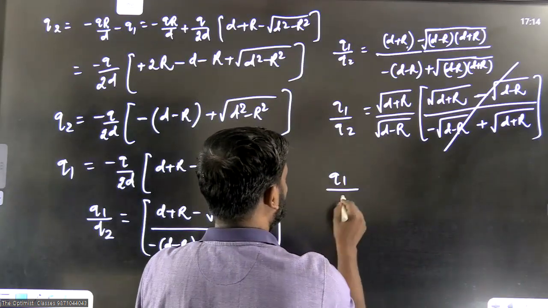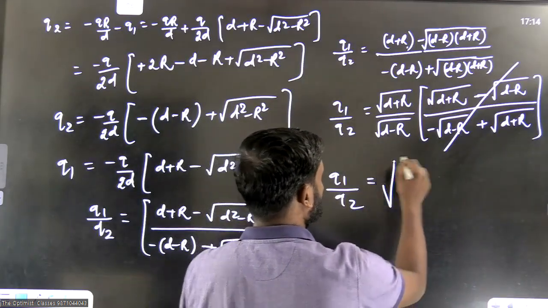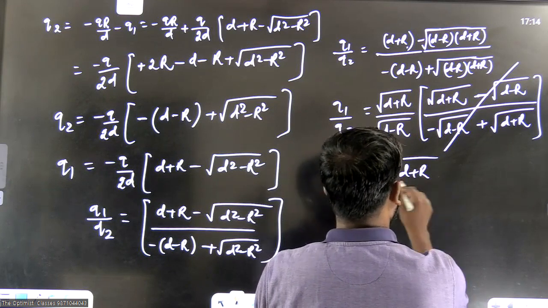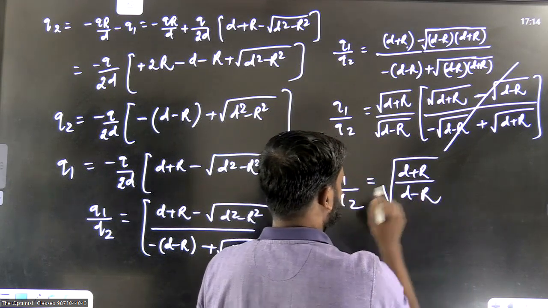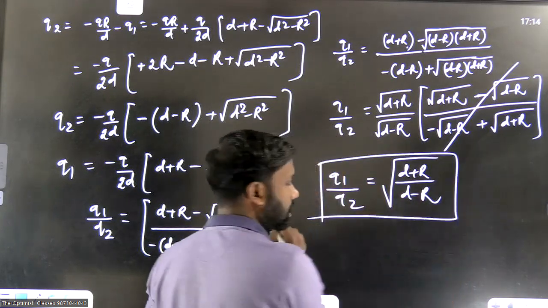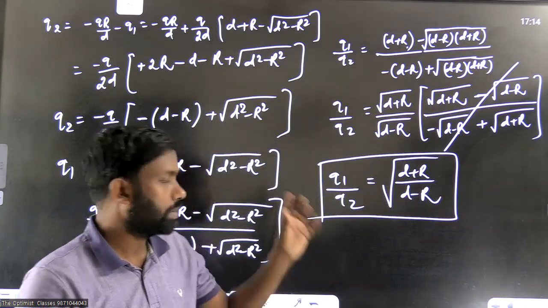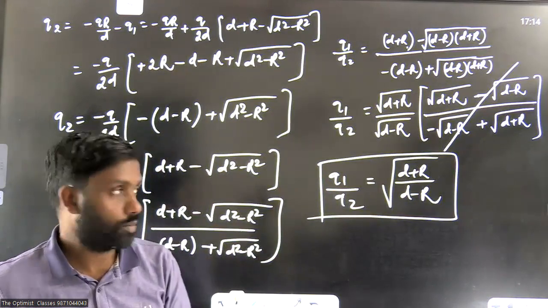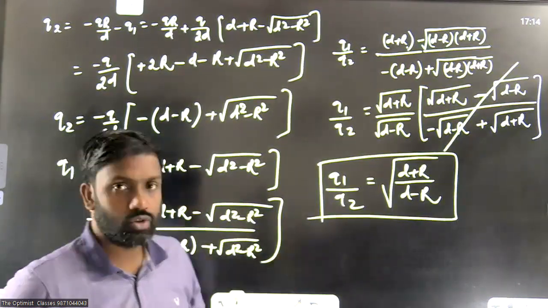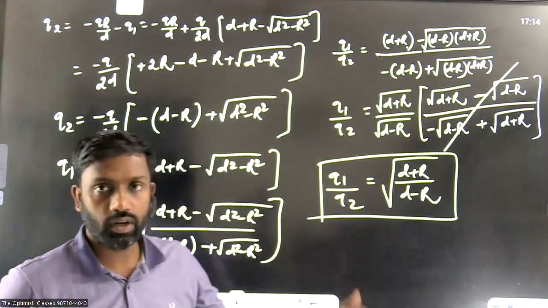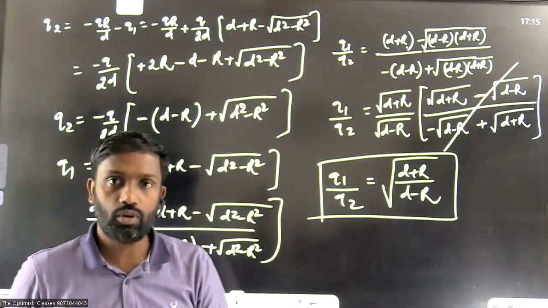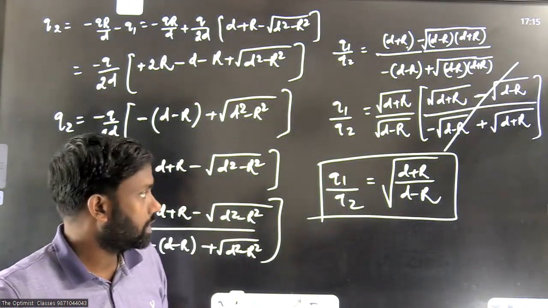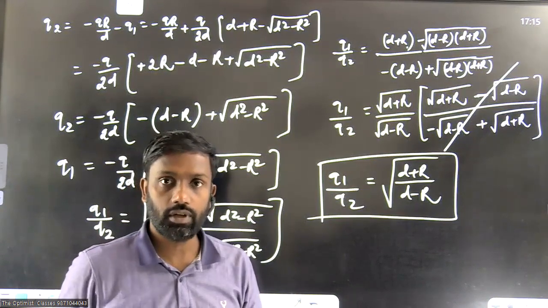So we actually get Q1 divided by Q2 is equal to root under D plus R divided by D minus R. So that is the ratio of charge induced on the part which is visible from the location of Q to that which is not visible from the location of Q. I have solved this question by directly calculating charge density induced on the surface of a sphere with the help of potential at some arbitrary point.